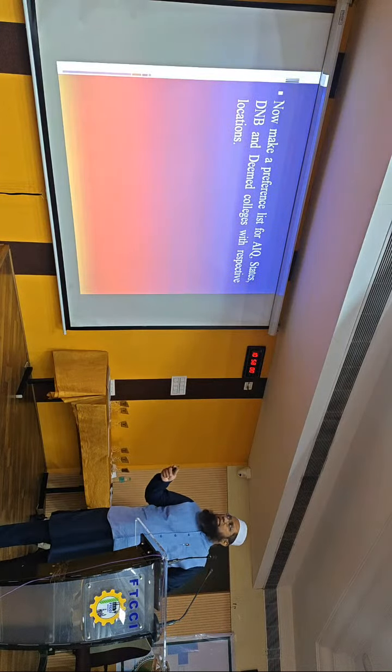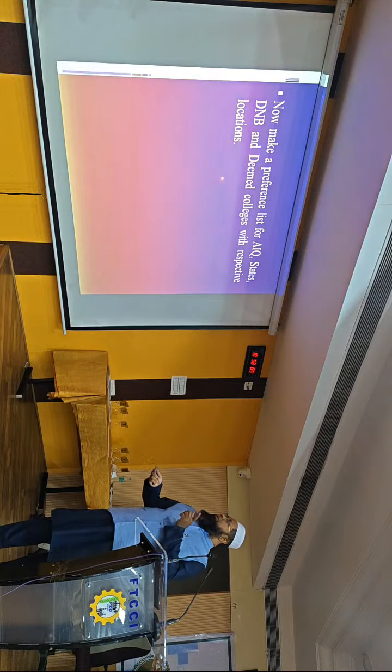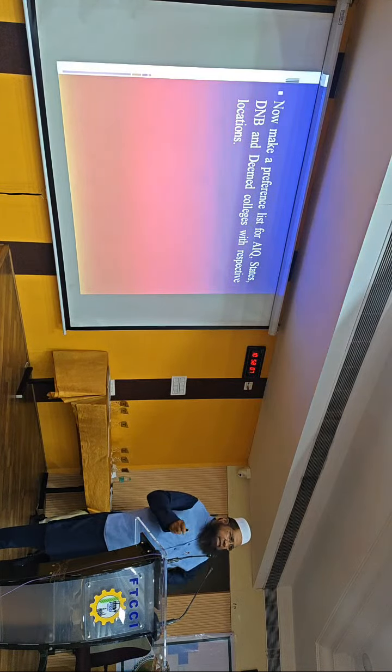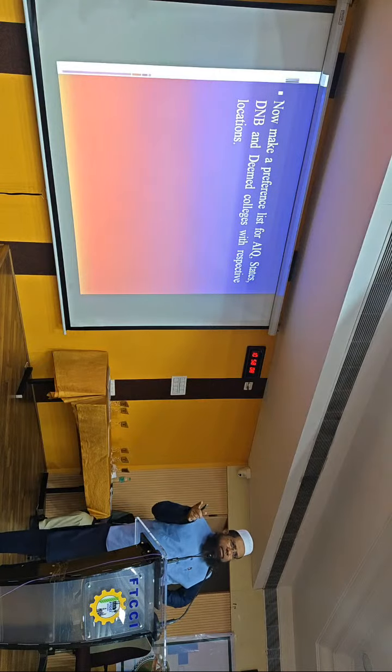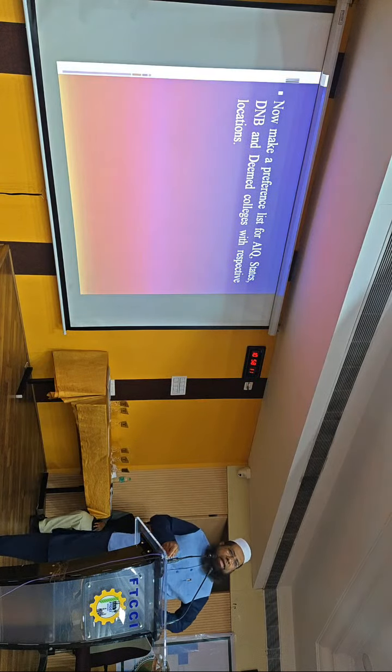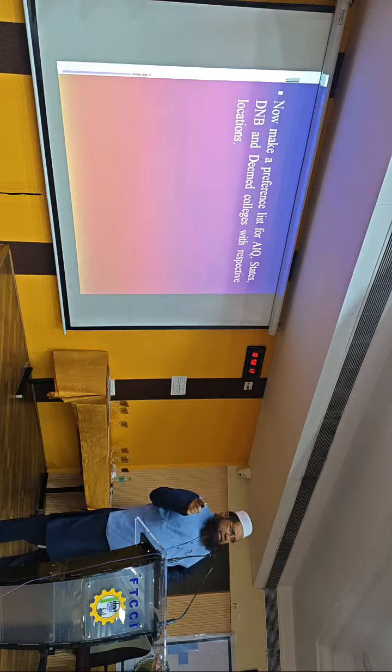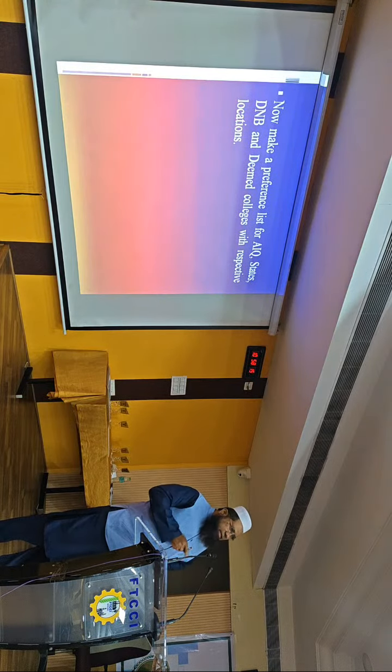So after this, now make a preference list for AIQ, state, DNB, DEEM, with respect to location. So next thing is location. First branch, then location. Whether you want to stay in the city, whether you want to go to another state, whether you want to go to another district, like that.